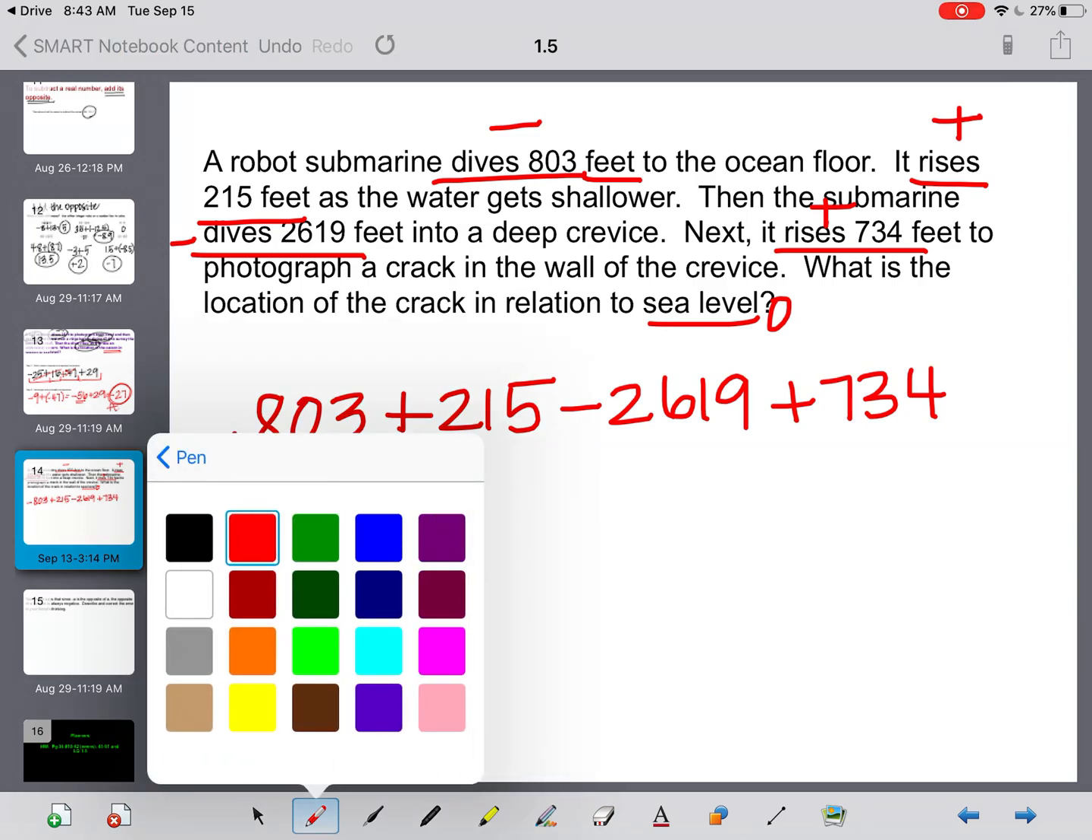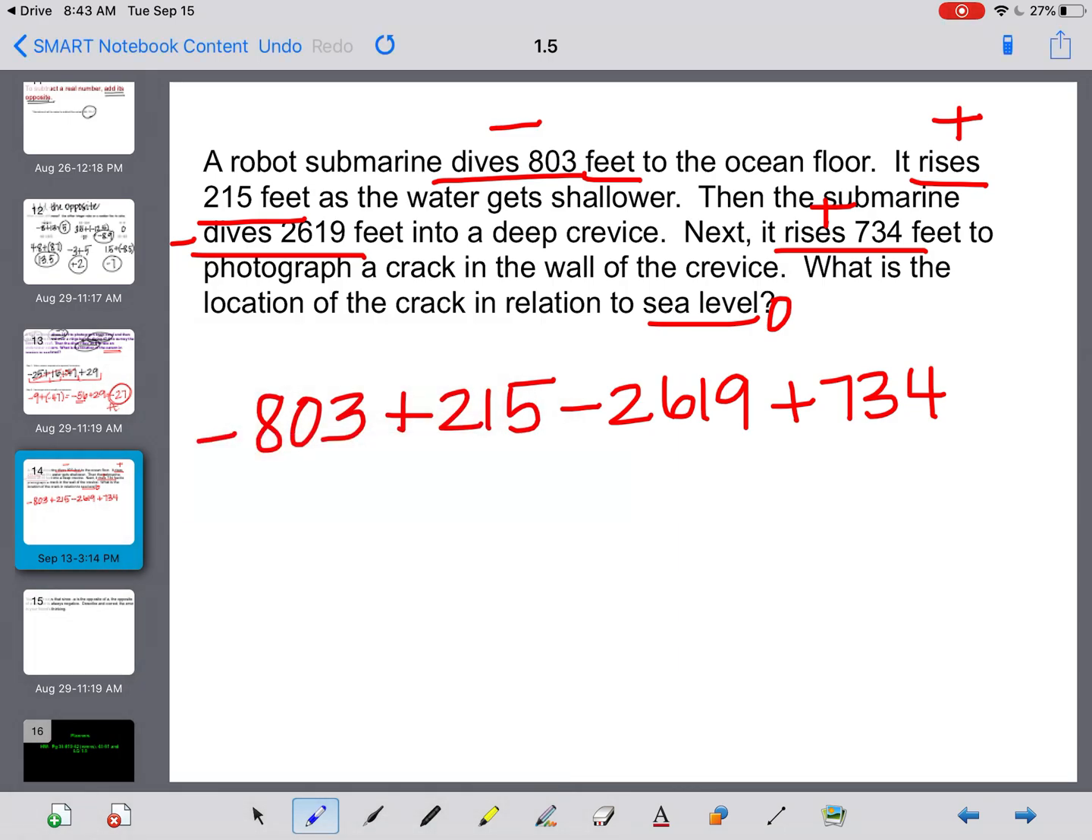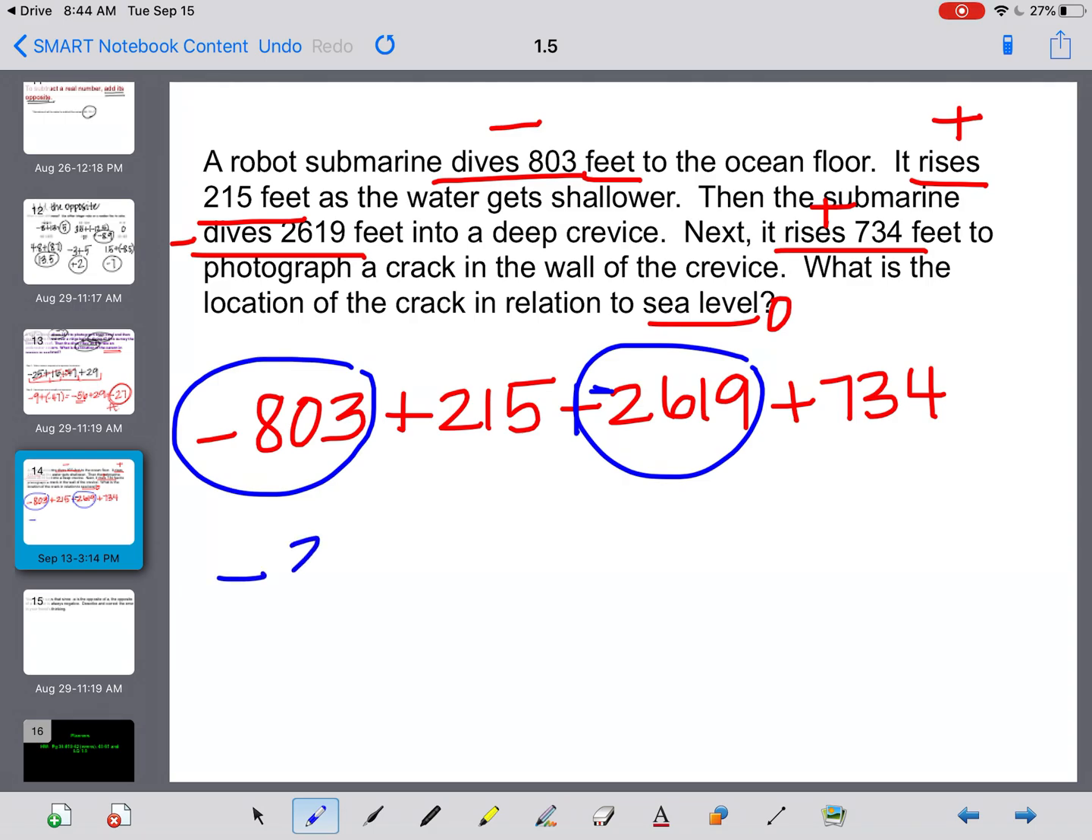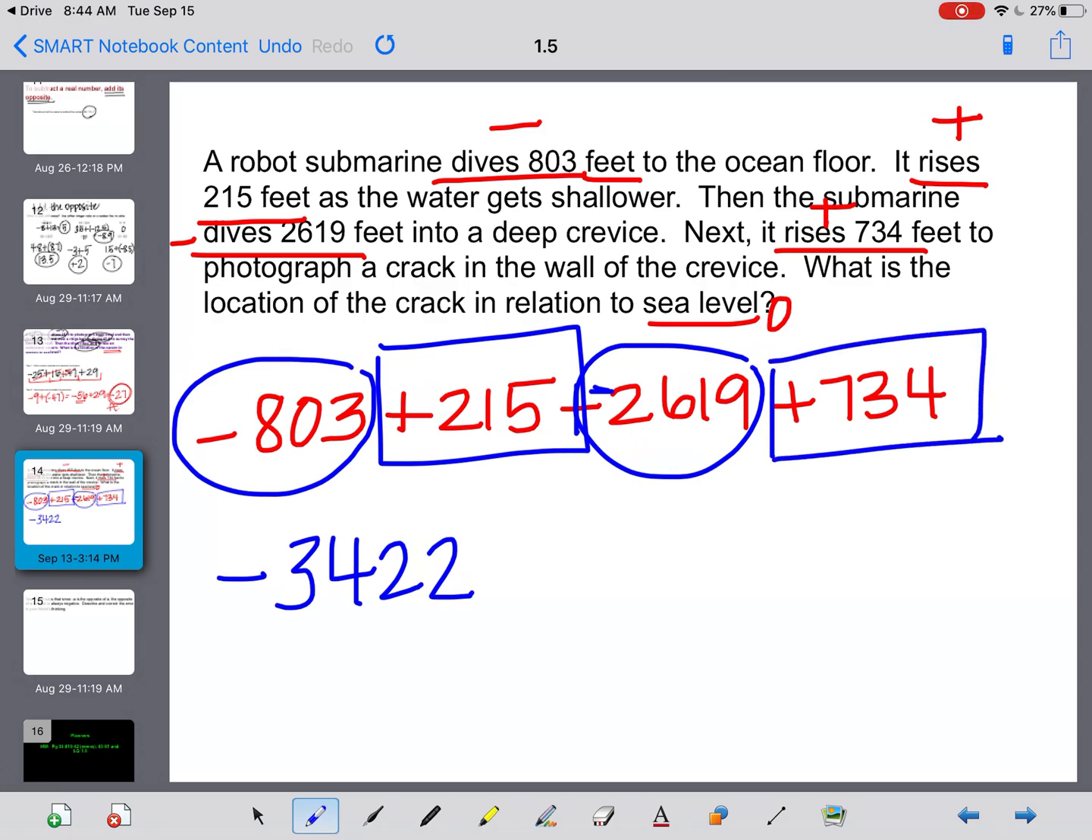All right, I'm going to go through with another color here, and I'm going to change my subtraction to adding a negative. And then this is another way, different than the one we did last time. You could combine your negatives, so we know how many complete negatives that we have. So if I add 803 with 2,619, that means I have 3,422 negative feet. Then I'm going to put my positives together, and it's just simplifying this problem a little bit. 215 plus 734 gives us 949.